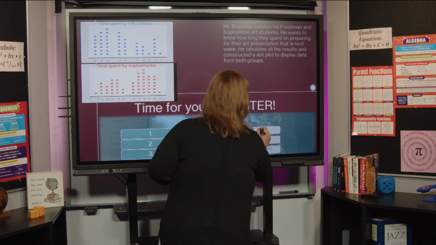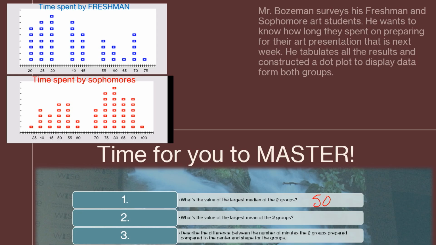Exactly right. You had 50 as your sophomores. They have the largest median. Now, what is the largest mean of the two? Now, remember, the mean is my average. How did you come up with the average? Well, what I did is I took all of my points and I added them together, then I divided to find my average. So, who has the largest average? Absolutely. My sophomores do.